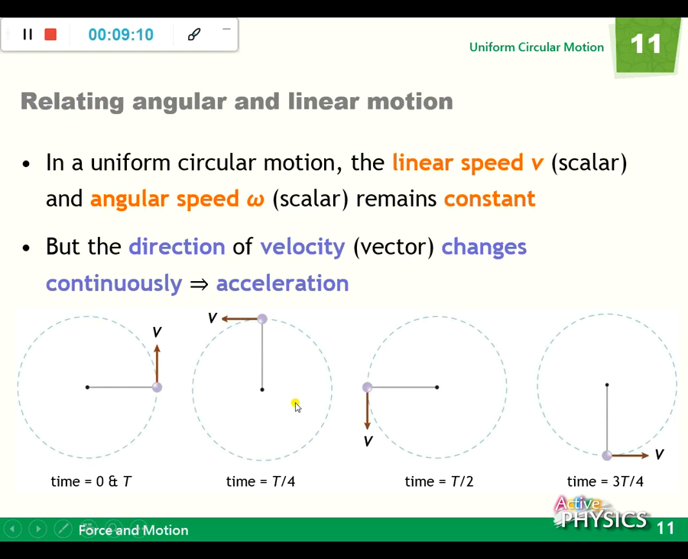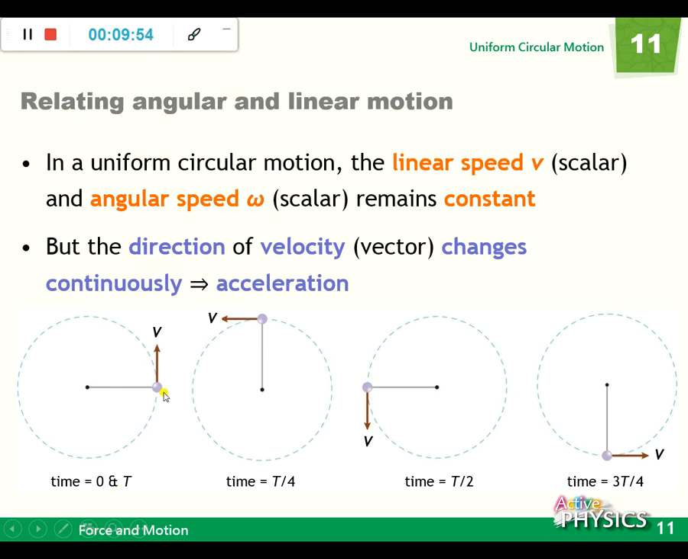Okay, keep going. Relating angular and linear motion. In the last topic, we looked at angular and linear motion. In a uniform motion, angular speed and linear speed remain constant. Both of them are scalars because both of them are speeds. But what's the difference between linear and angular? Of course, linear is related to length, angular is related to angle. Now look at the following diagram. The direction of the velocity changes continuously. It means that it is accelerating.